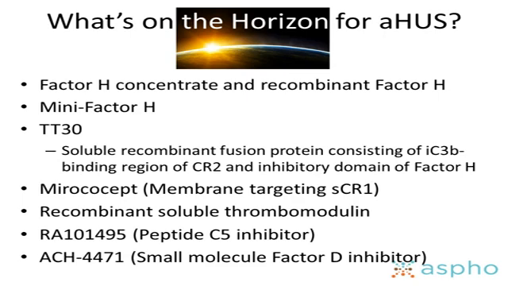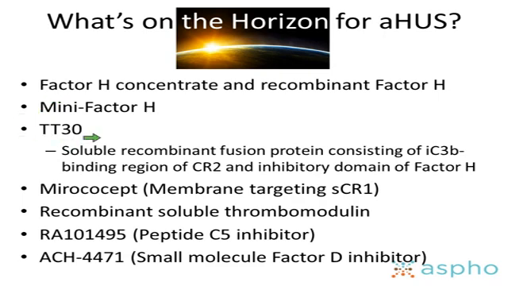So what's coming down the pipeline for atypical HUS? There is in development a pooled factor H concentrate as well as recombinant factor H. This has been in development for some time, and this may particularly have a role in patients with factor H-caused disease. There are genetically engineered fragments of factor H that have shown some efficacy in in vivo models of atypical HUS.